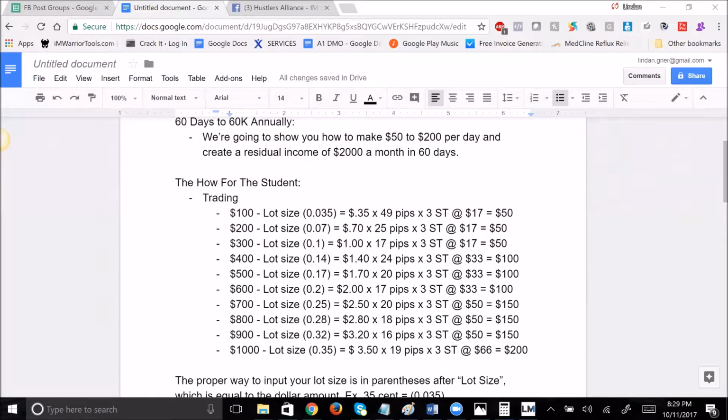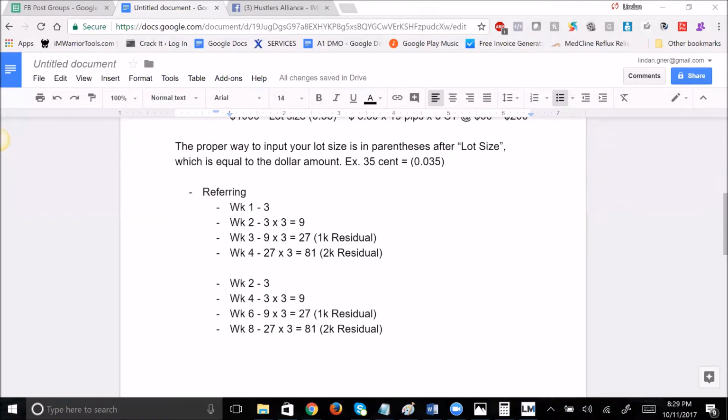So let's talk numbers that actually get you to that $2,000 residual, because you're probably thinking it's hard, but it's actually very, very easy. Here's what I have, all right? I have a week 1 and a week 2. Remember I told you guys this can actually be done in 30 days? So let me take you over that plan first.